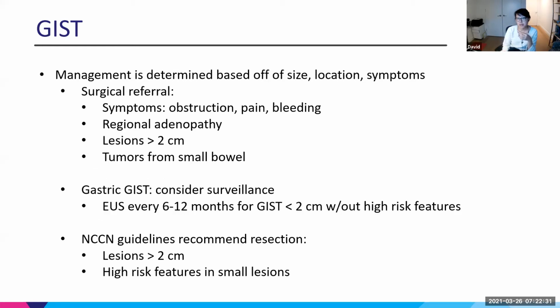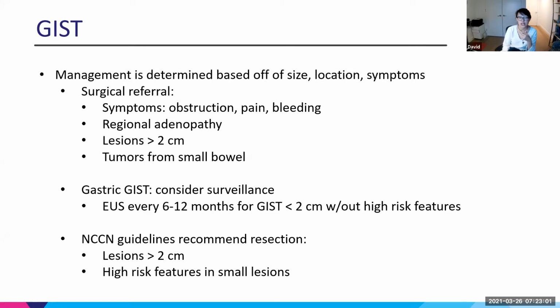Management is determined based off of size, the tumor size, location, and symptoms, and surgical referral seems to be the mainstay, which should be considered in patients when they are symptomatic and come in with symptoms of obstruction, pain, or bleeding. It should be considered when lesions have surrounding lymphadenopathy and lesions over 2 centimeters in size anywhere in the GI tract, just given that the larger tumor size is thought to be associated with a more aggressive phenotype.